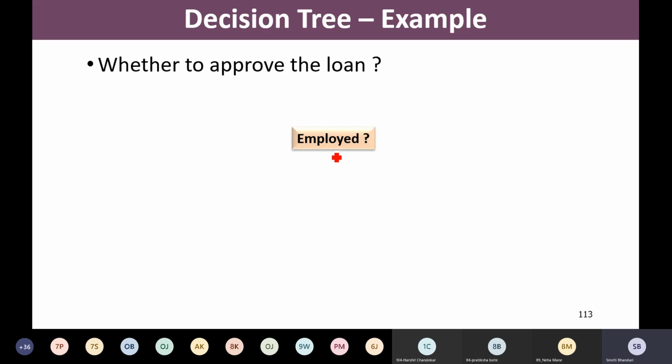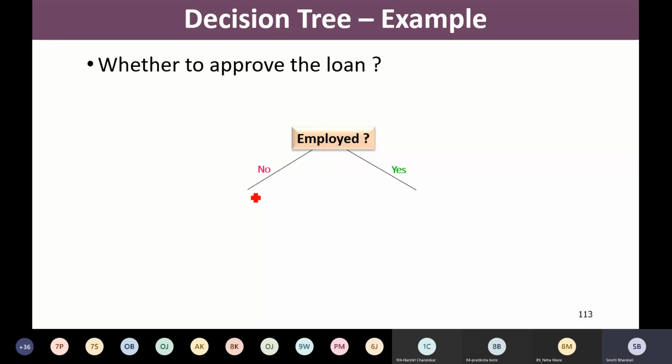A person is either employed or not employed. So we may have two branches for this node. This is one node, the root node, and there are two branches for this node. Why two branches? Because this decision has two values: whether the person is employed, yes or no. So we have these two branches: the person is not employed and the person is employed.